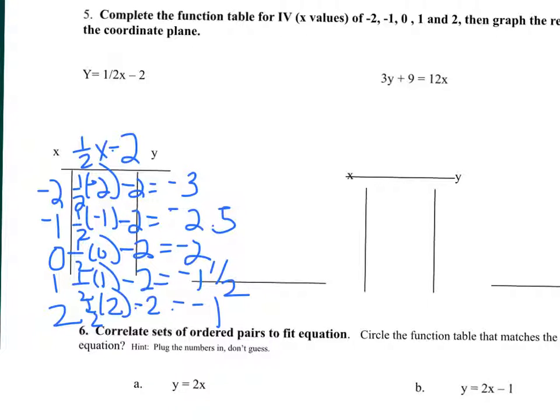Note that when I evaluated x equals 0, I got 1/2 times 0 minus 2, and we should have gotten -2 for the answer. Okay, so what I'm going to do is graph (-2, -3), (-1, -2.5), (0, -2), (1, -1 and 1/2), and (2, -1) on a graph. That would look something like this.